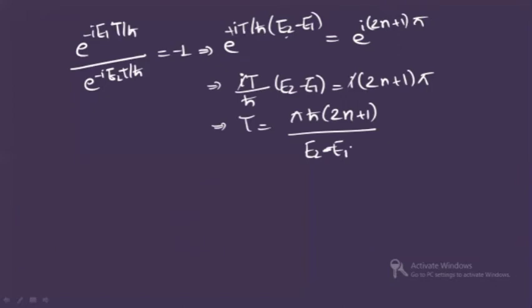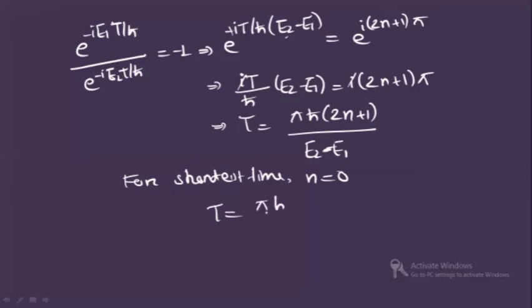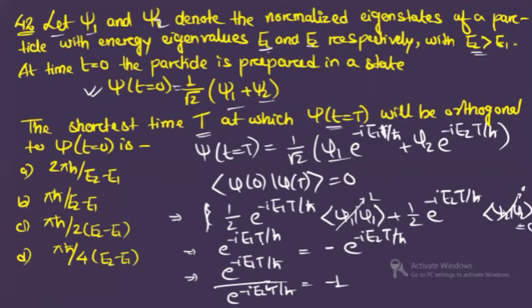Now you have to calculate the shortest time, right? For this particular term, for the shortest time, n must be equal to 0. So you can write T equals, when n is equal to 0, pi h cut divided by E2 minus E1. This is the value of T here. Clear? So your answer is pi h cut over E2 minus E1. Option B is the correct option.